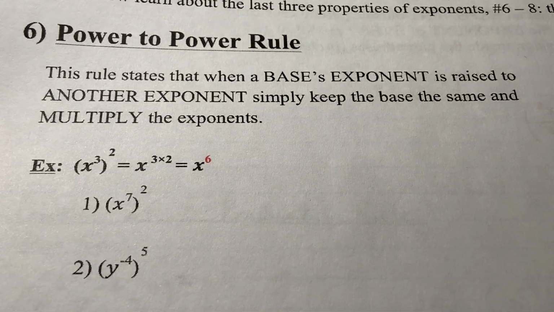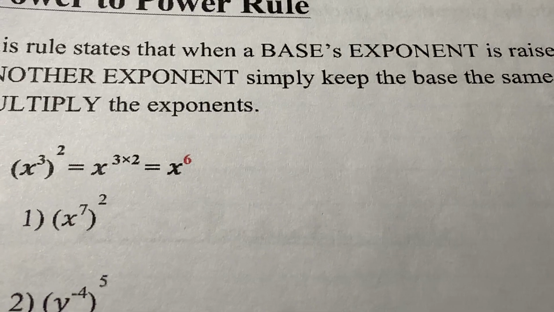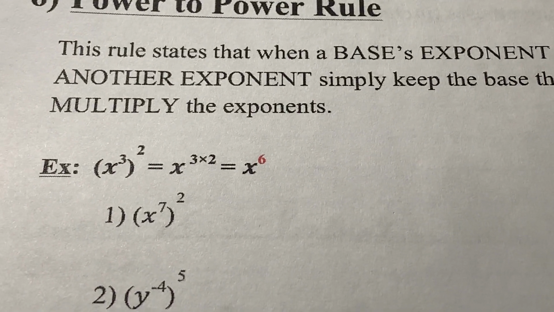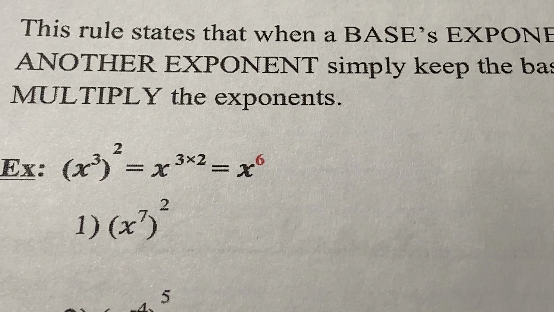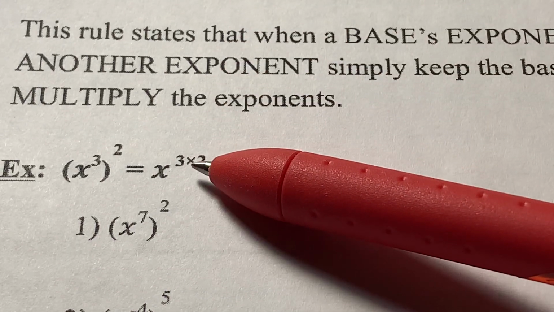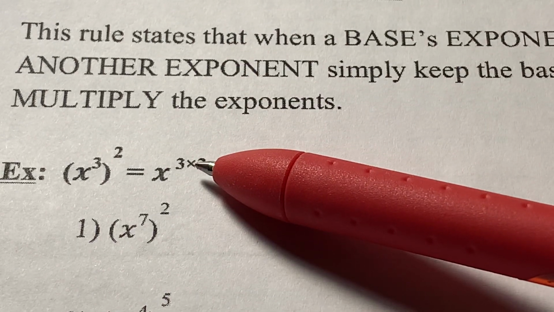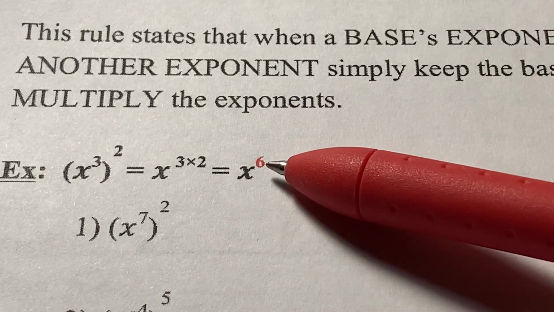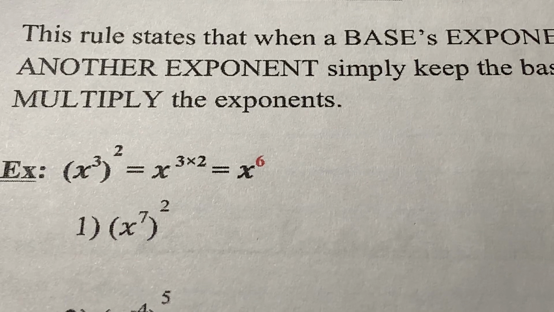Okay, not 3 plus 2, not 3 minus 2, like we've done in the past. 3 times 2. We're now multiplying, ladies and gentlemen. We are multiplying. 3 times 2, which of course is 6. We keep the base x, and it's x to the 6th power. Now, a couple things I want to say about that.